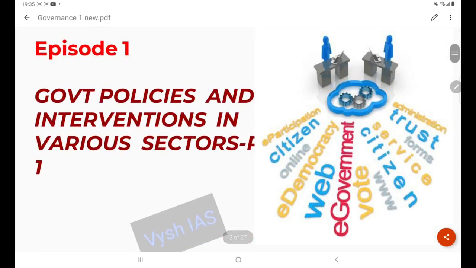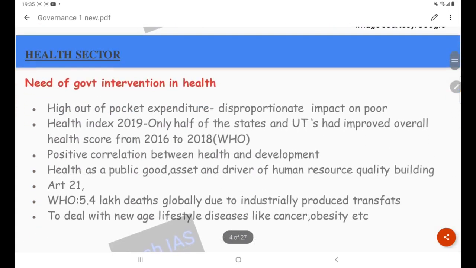Next, this is episode number 1. We are dealing with government policies and interventions in various sectors. Here we will be dealing with two sectors, and after that we will be moving on to other sectors. Now, the health sector. Why do we need government intervention in the health sector?